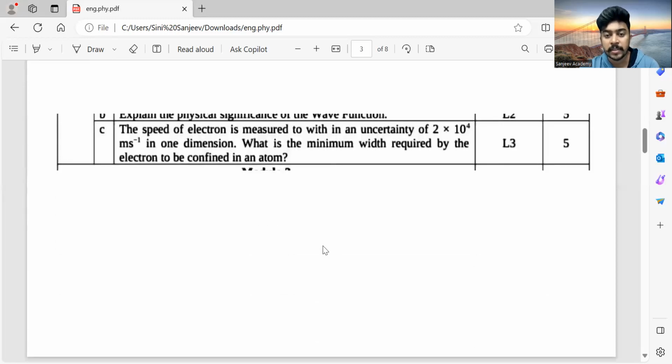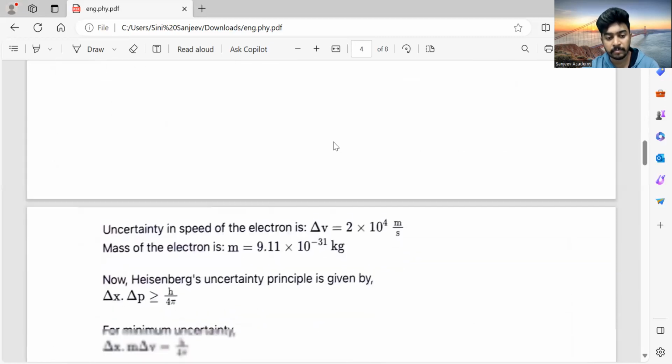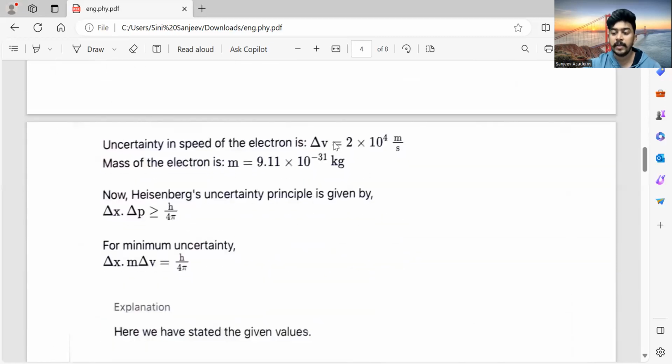Second question. The speed of the electron is measured with an uncertainty of 2 into 10 power 4 meter per second in one dimension. What is the maximum width required by the electron to be confined in an atom? So here we know Heisenberg's uncertainty principle: delta x into delta p is equal to h by 4 pi.